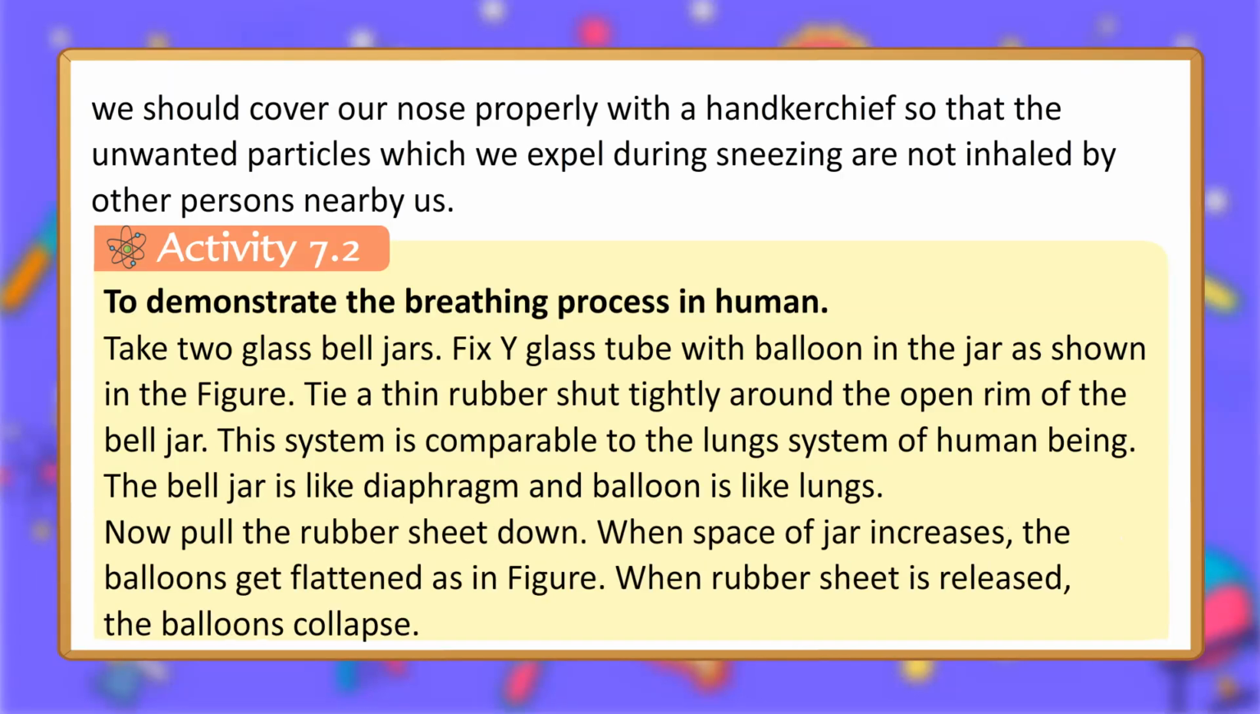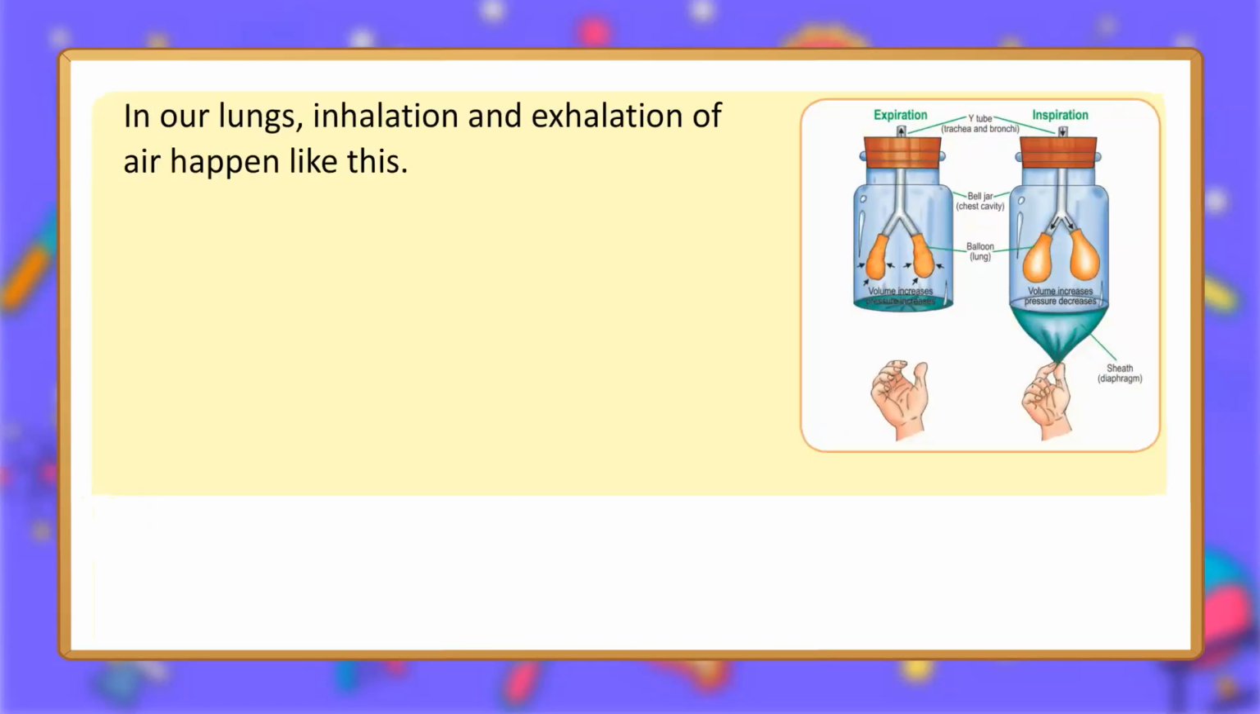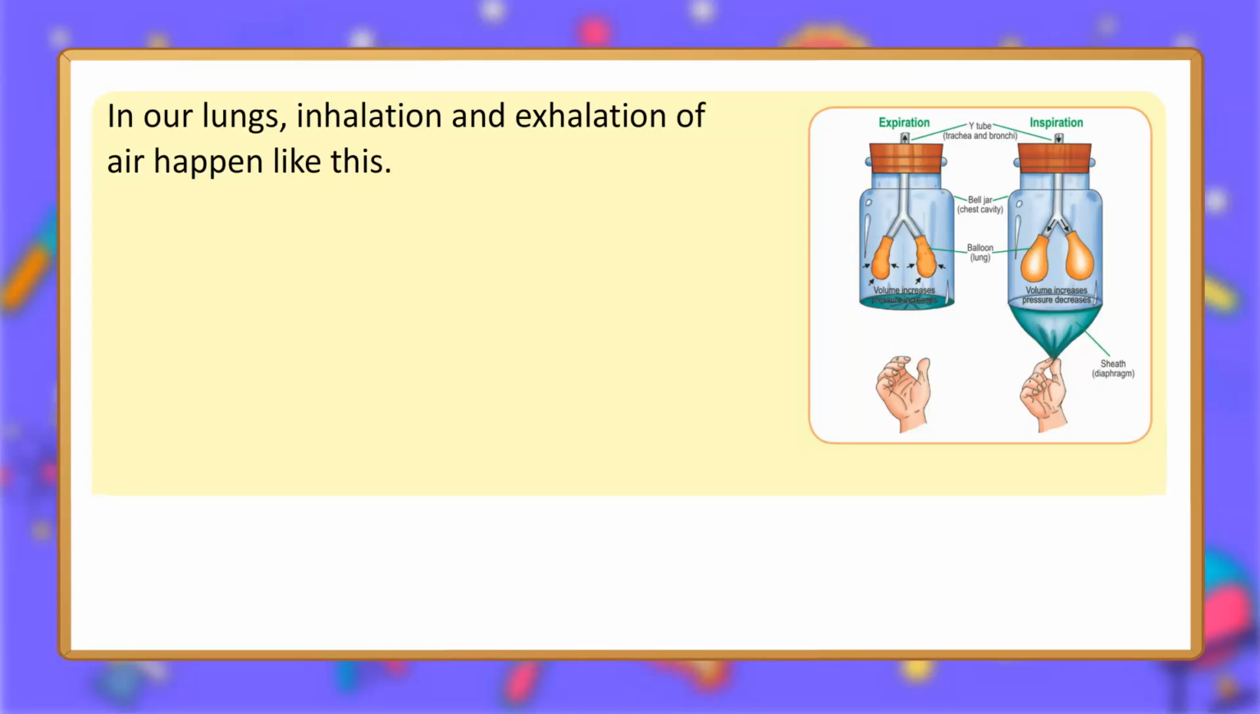Now pull the rubber sheet down. When the space of the jar increases, the balloons get flattened as in the figure. When the rubber sheet is released, the balloons collapse. In our lungs, inhalation and exhalation of air happen like this. Expiration. Inspiration. Y tube: trachea and bronchi. Bell jar: chest cavity. Balloon: lung. Volume increases, pressure decreases. Volume decreases, pressure increases. Sheet: diaphragm.